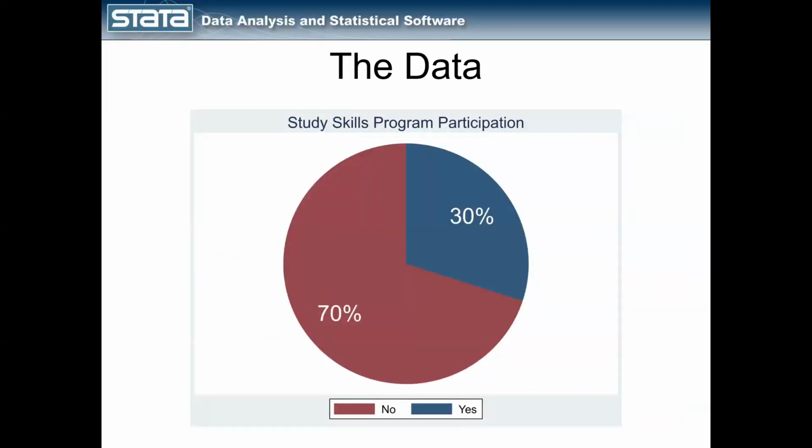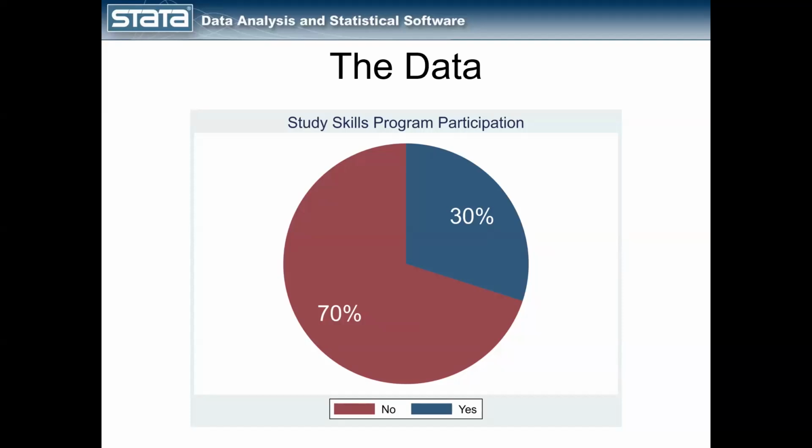Now, I know a lot of people hate pie charts, and I'm not a huge fan, but for two categories, I think this kind of presents it nicely. This is the number of people, or the percentage of people, participating in the study skills program. Well, what strikes me here is only 30% of the people in my sample participated in the study skills program.